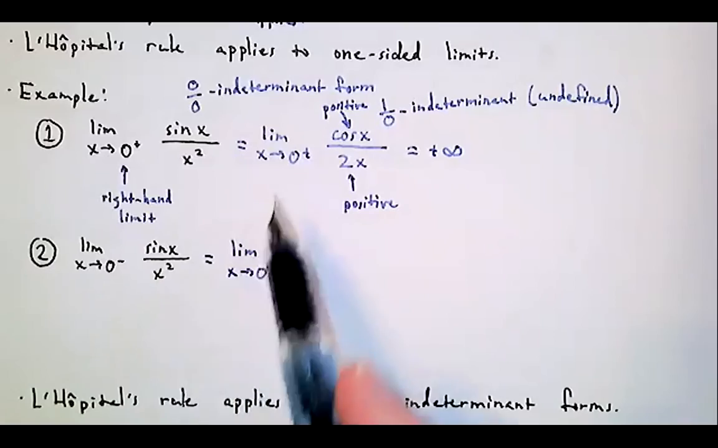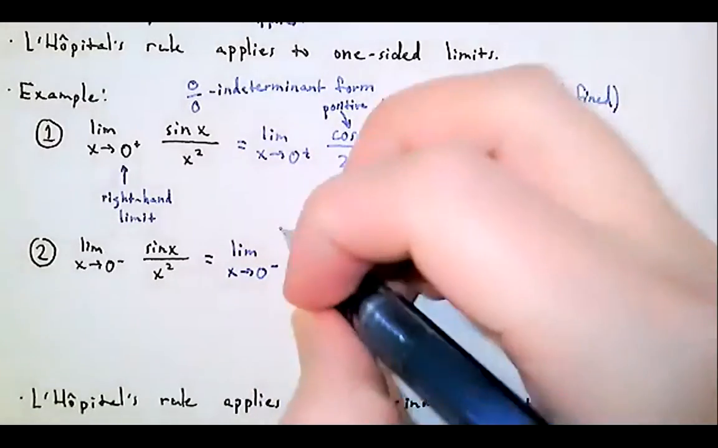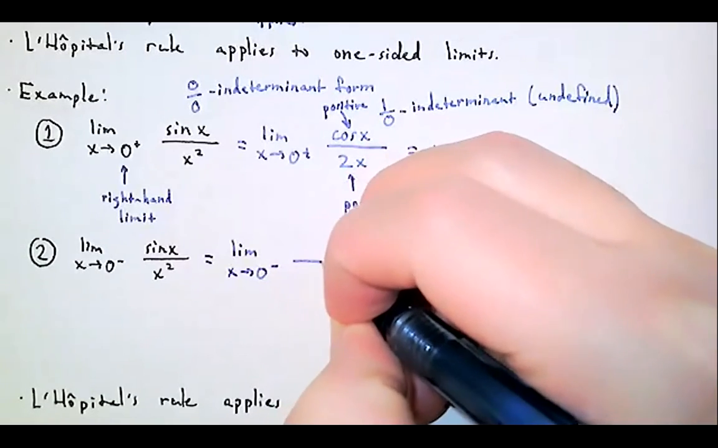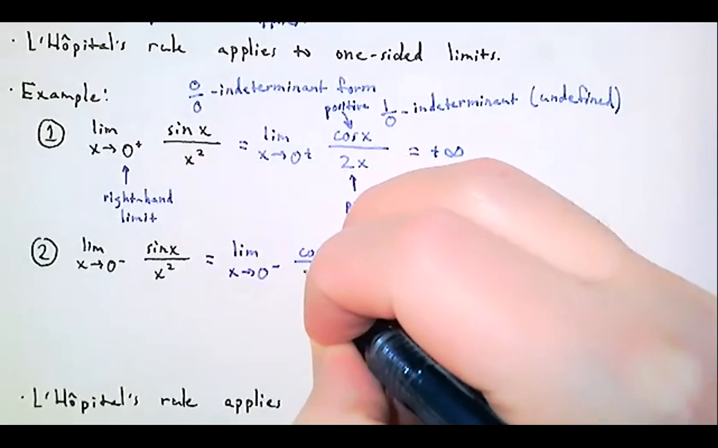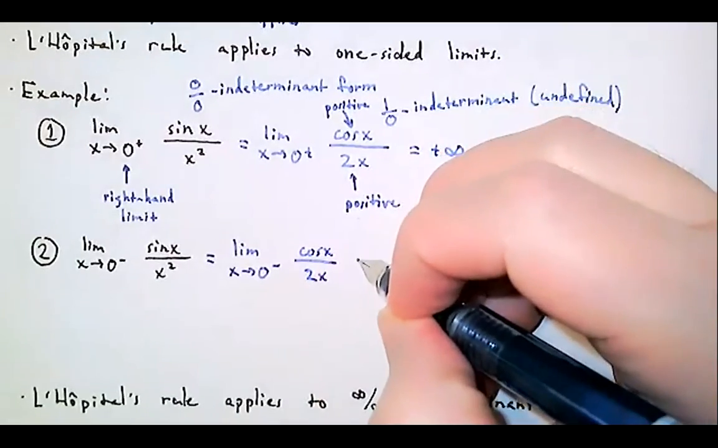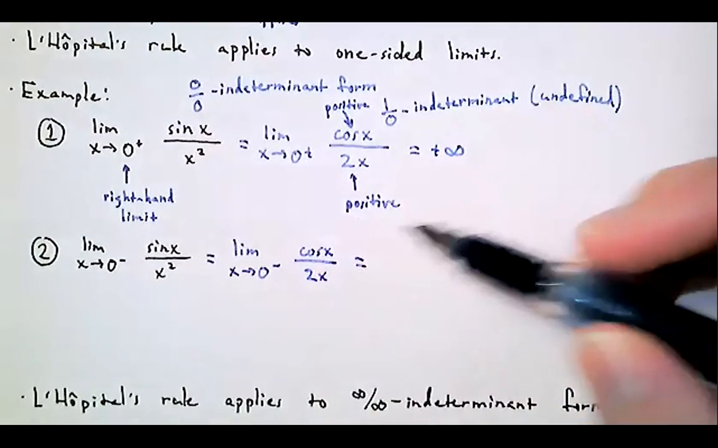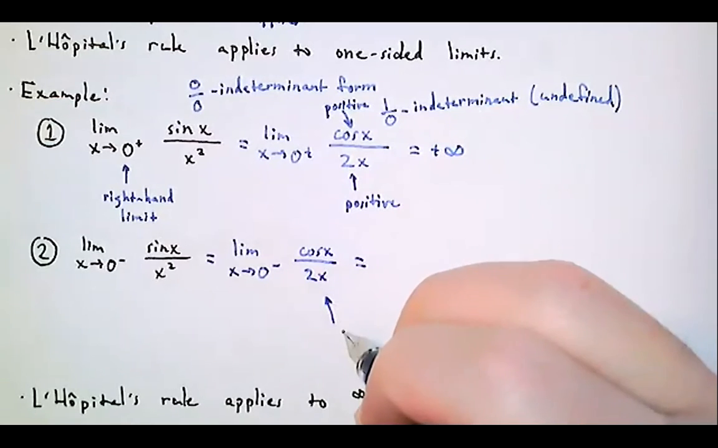So we can replace it with the same function that we did before, the derivatives of the numerator and the denominator. But now things are going to work a little bit differently. We're still looking at a 1 over 0 kind of form.